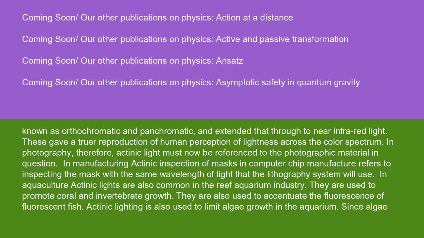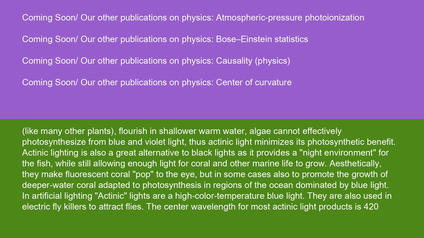Since algae, like many other plants, flourish in shallower warm water, algae cannot effectively photosynthesize from blue and violet light. Thus, actinic light minimizes its photosynthetic benefit. Actinic lighting is also a great alternative to black lights as it provides a night environment for the fish while still allowing enough light for coral and other marine life to grow. Aesthetically, they make fluorescent coral pop to the eye, but in some cases also to promote the growth of deeper water coral adapted to photosynthesis in regions of the ocean dominated by blue light.